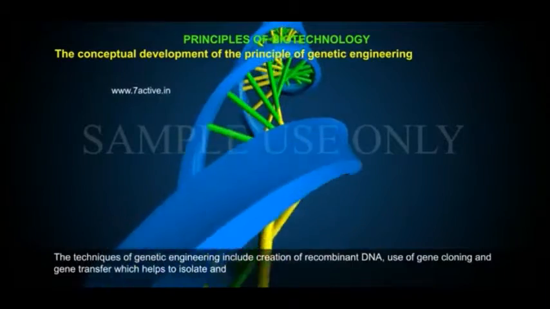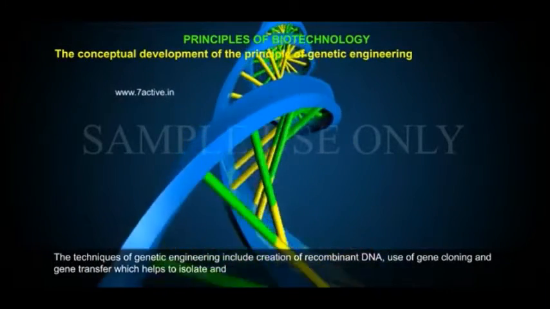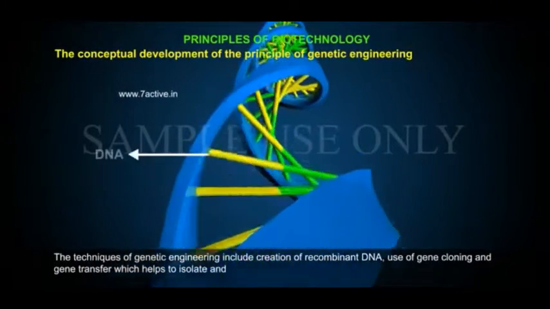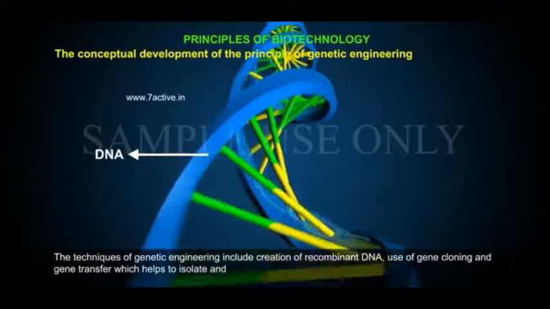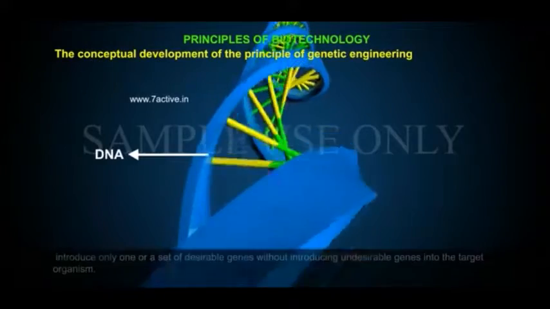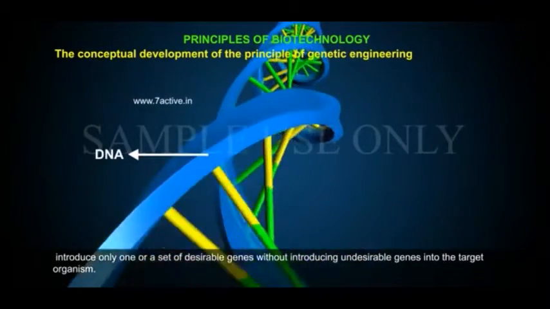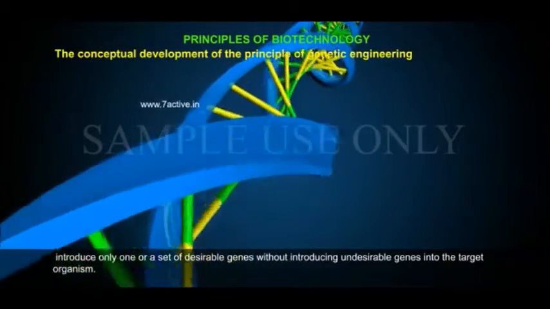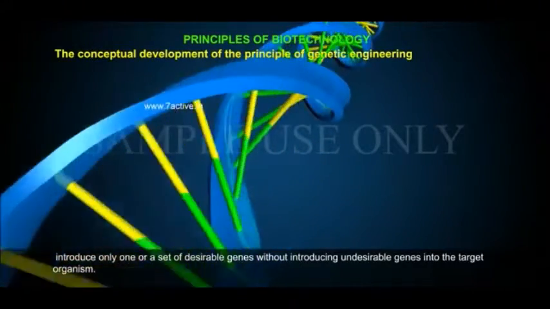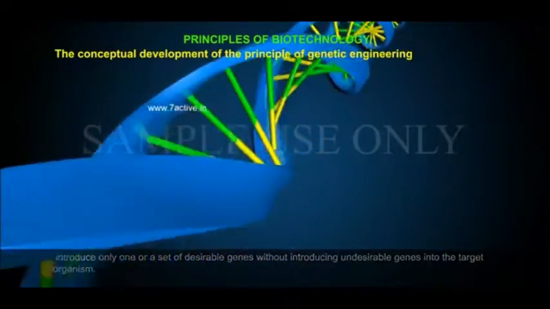The techniques of genetic engineering include creation of recombinant DNA, use of gene cloning and gene transfer, which helps to isolate and introduce only one or a set of desirable genes without introducing undesirable genes into the target organism.